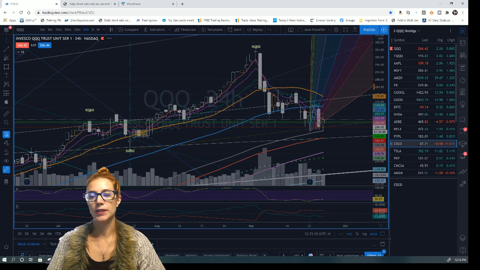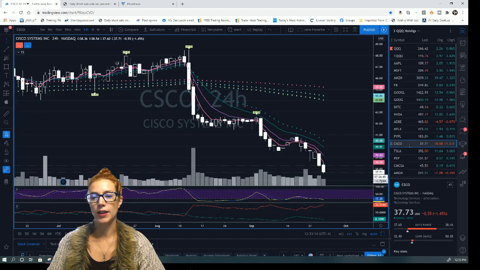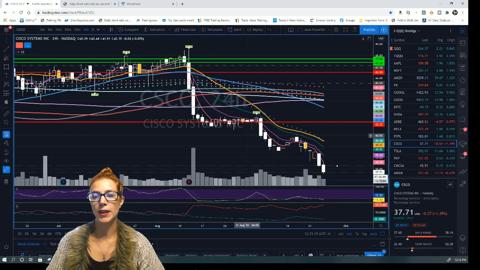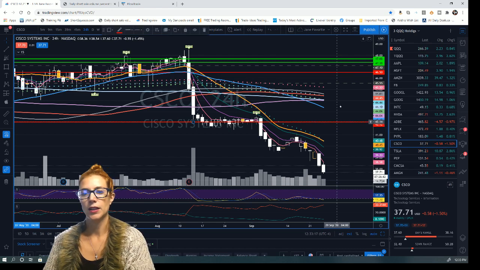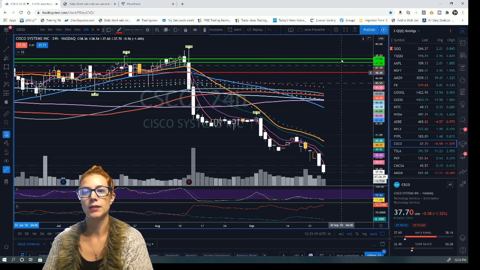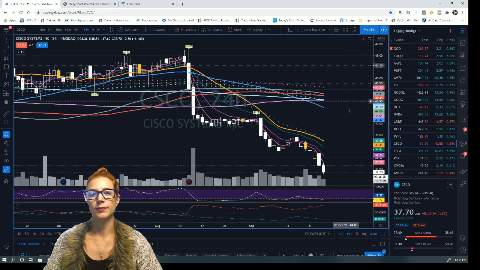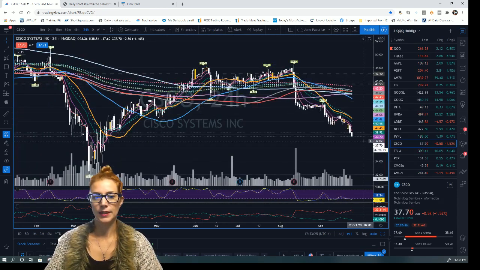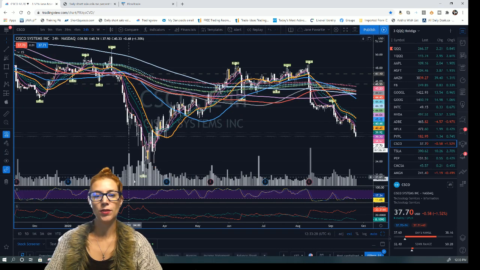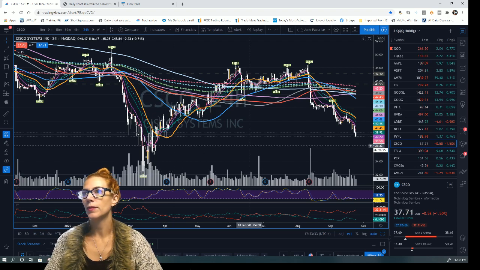Let's see what's going on with Cisco. What does our chart look like right here? Cisco looks like it's just coming down the hill. Let me get rid of all these old lines. It's not looking pretty. Look, we're almost all the way back down to the lows. We're $5 away from the lows of where we were.